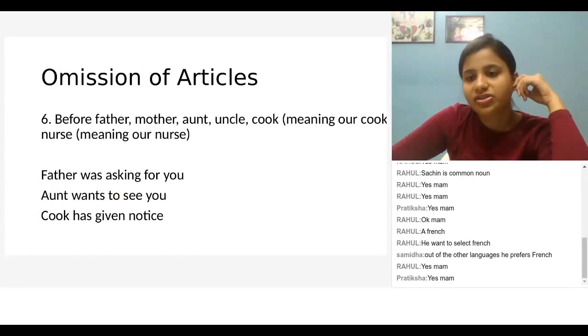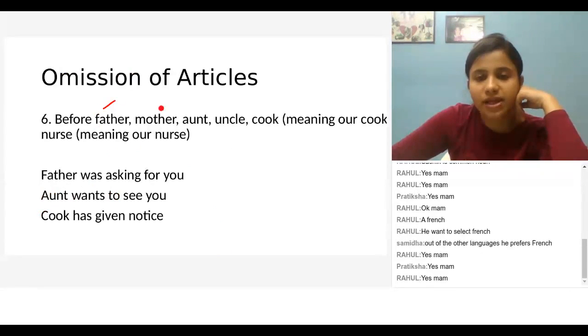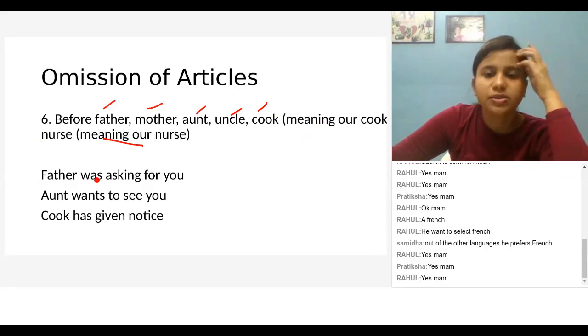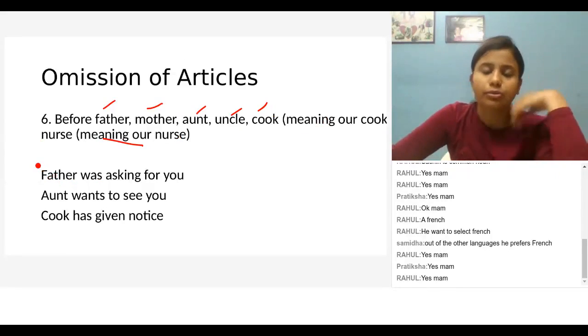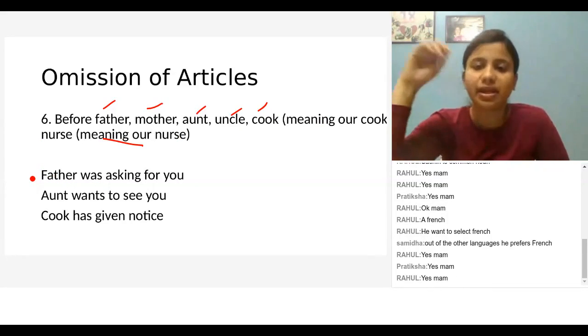Okay. Where else do you omit the articles? If you say before relatives, relations like father, mother, aunt, uncle, or cook. Cook meaning what? Our cook, or nurse meaning our nurse. Now see, these are just rules that I have to convey to y'all, but there is not much importance to these rules. The ones that I'm telling you, pay attention.